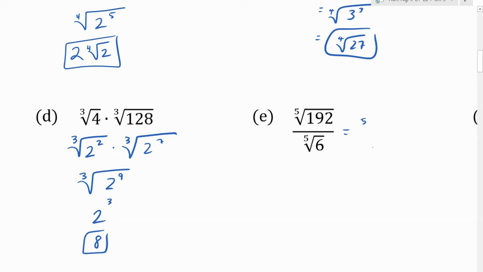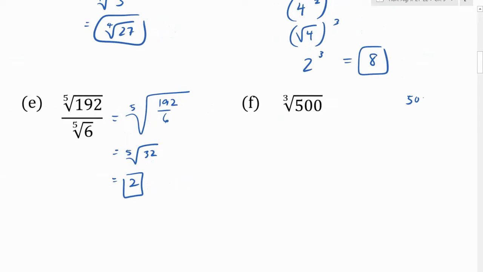This one, I could make it the 5th root of 192 over 6. And how many times does that go? Don't feel like thinking this morning. Of course, it helps if you punch it in correctly. That's the 5th root of 32, which is just 2.